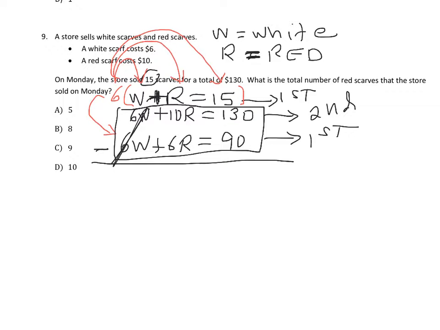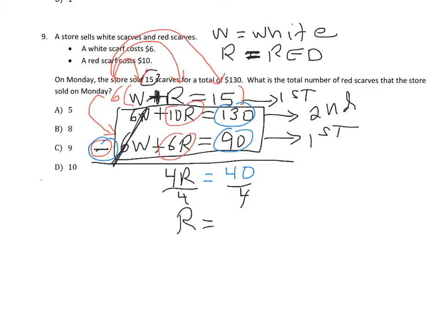And then you say, all right, 10R minus 6R is 4R. And now look at this: 130 minus 90 equals 40. So now we should be able to find R by dividing by 4. Divide by 4. So R equals 10.